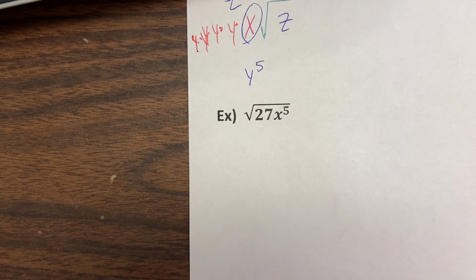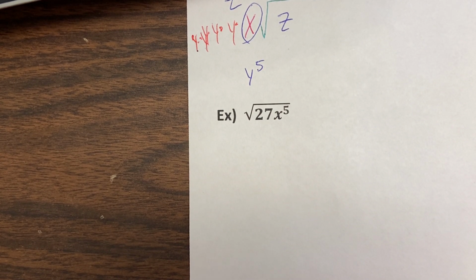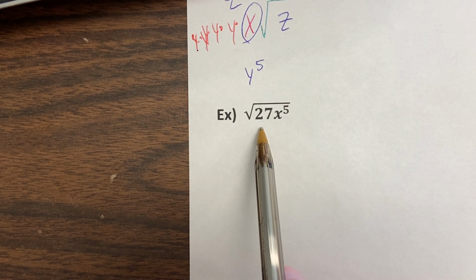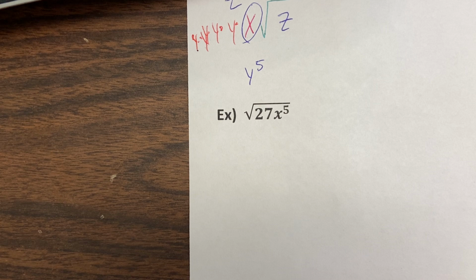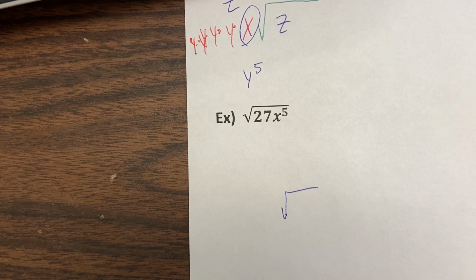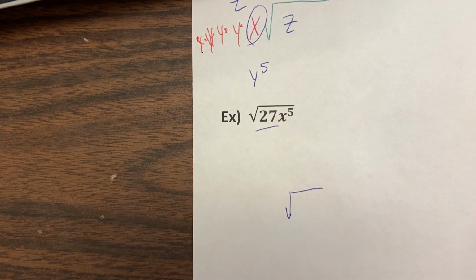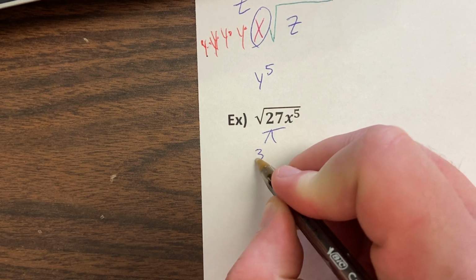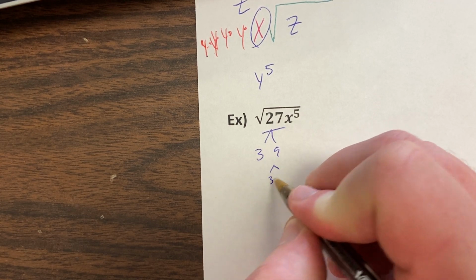All right, next example. Again, we've got to break this down; we can't look at this as one giant piece. We've got to look at the 27, and then we're going to look at the x to the 5th. Again, we know we need it, so I'm going to go ahead and draw my house. Let's go ahead and break down 27. I think we got 9 times 3.